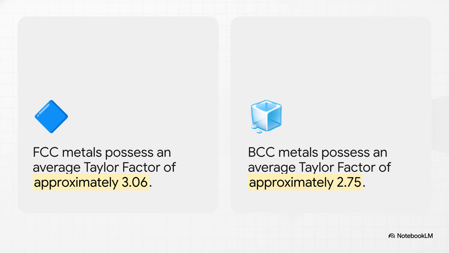For instance, highly symmetric FCC structures possess a standard average Taylor factor of approximately 3.06. Body-centered cubic or BCC structures average around 2.75. This proves mathematically that the geometric constraint of grain boundaries fundamentally results in an inherently higher resistance to plastic flow than the base atomic bonds alone would suggest.